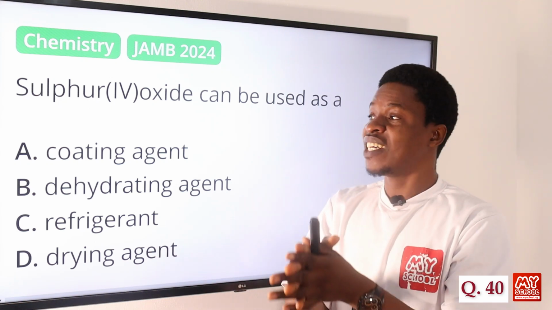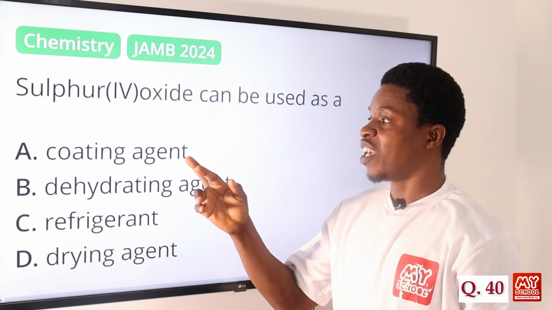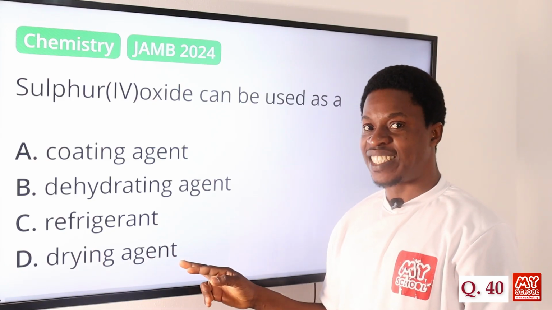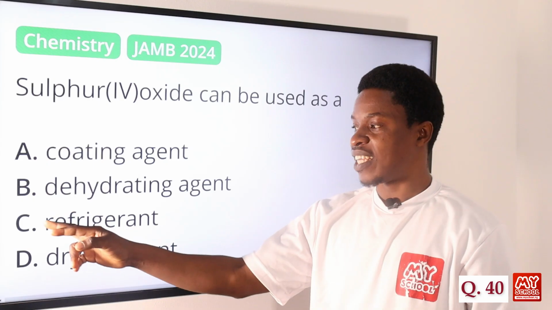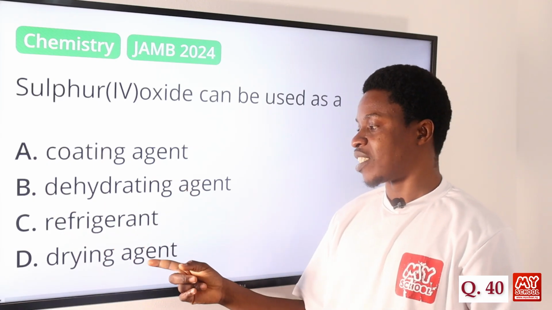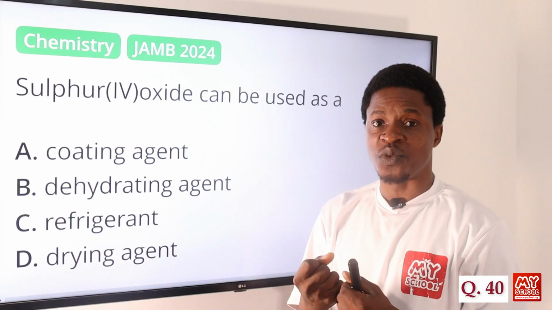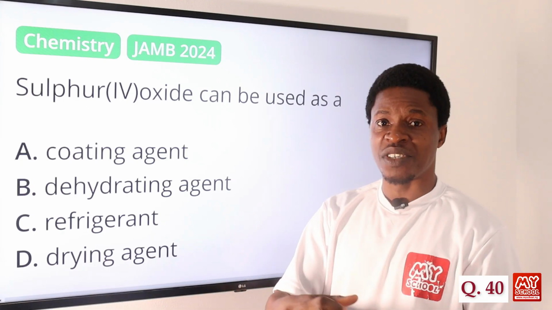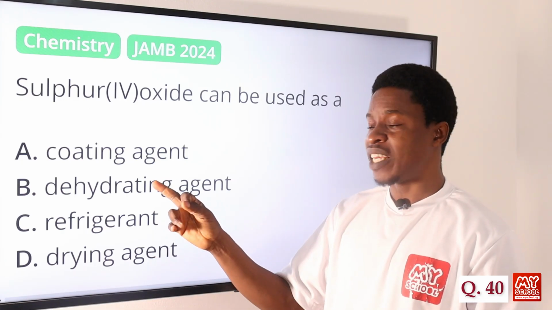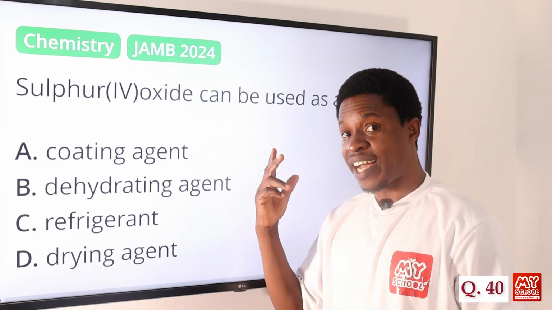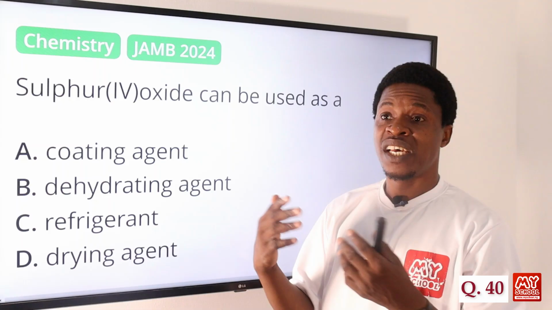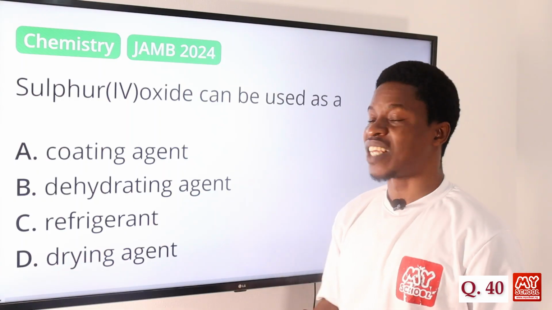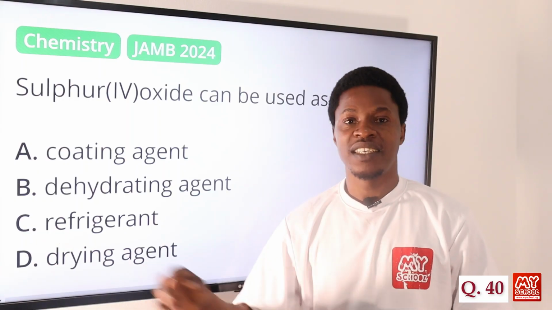So because of that, sulfur oxide can be used as not a coating agent, not a dehydrating agent, not a drying agent, but a refrigerant. You can't use it as a drying agent because it does not have the power to drain moisture. Whatever you want to use as a drying agent or dehydrating agent should be able to remove the moisture of water. If you bring SO2 closer to water, it's going to react, and you have H2SO3 or H2SO4 as the case may be. So the correct answer is that sulfur oxide can be used as a refrigerant. Option C is the correct answer.